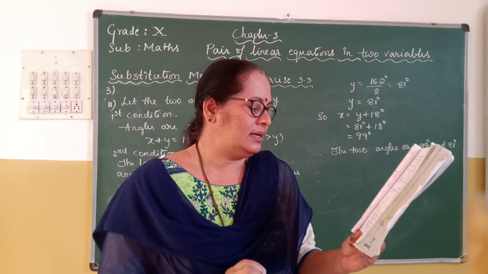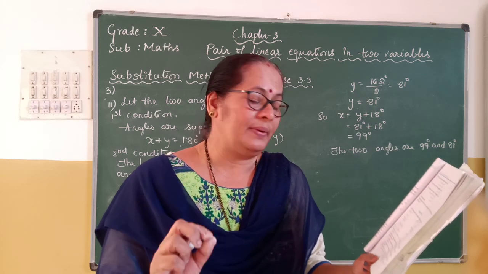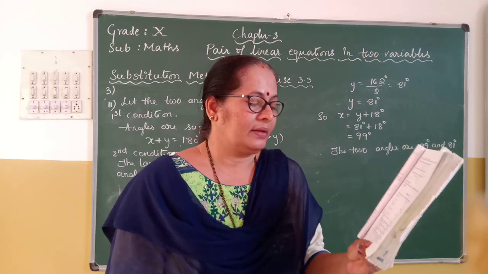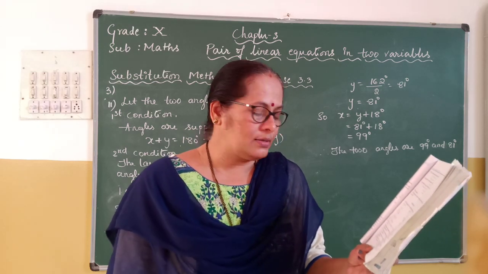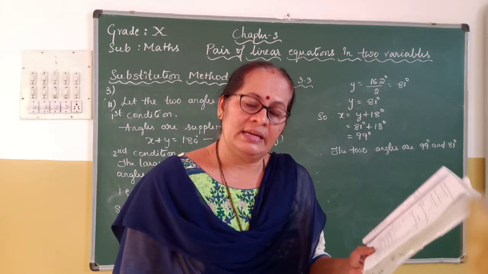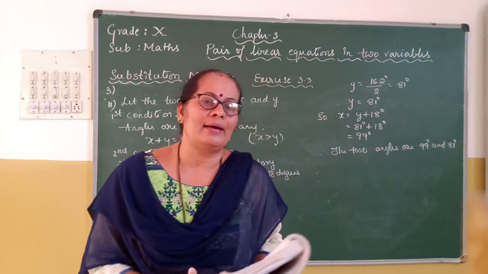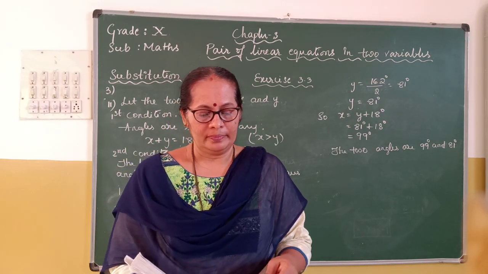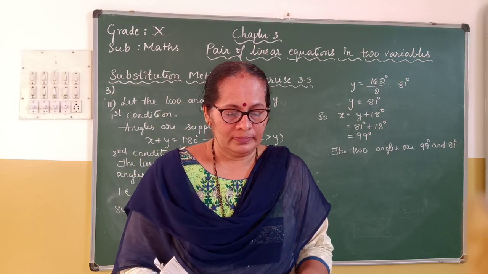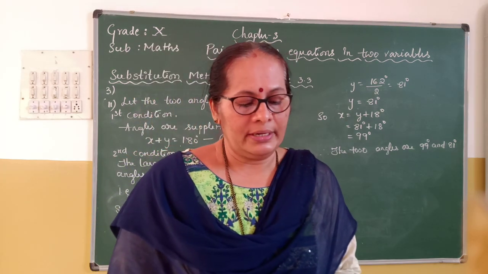This is the first condition. Second condition, later she buys 3 bats and 5 balls for rupees 1,750. That is 3x plus 5y equals 1,750. Find x and y, which gives the cost of each bat and each ball. Okay, you can do your own. Similarly, the fourth also is homework, you can do your own.